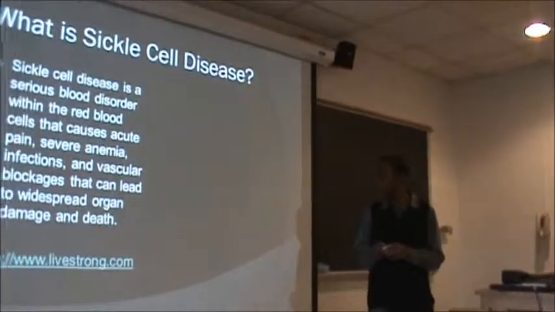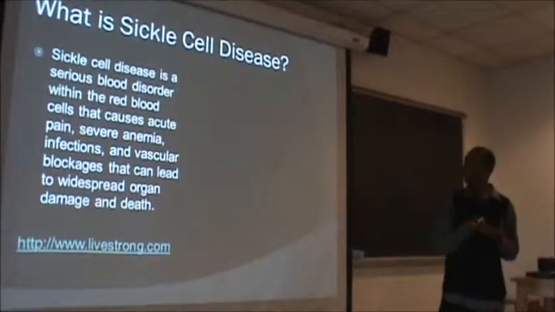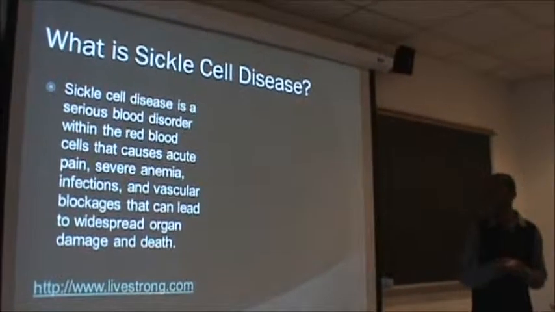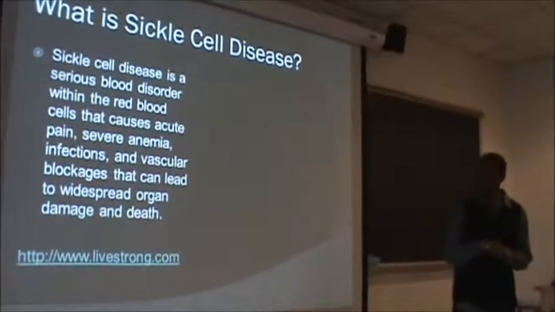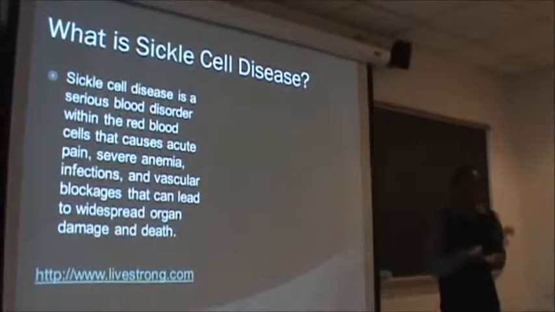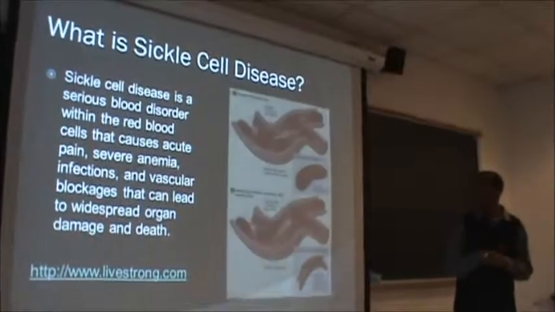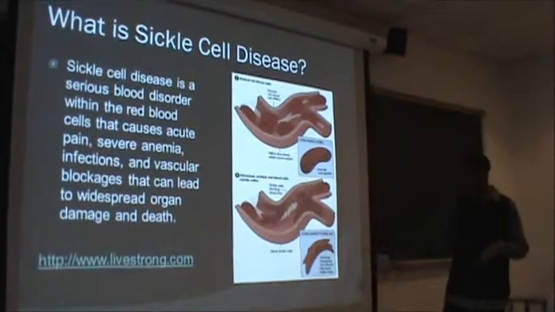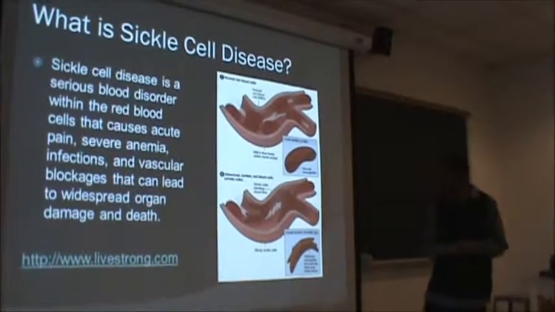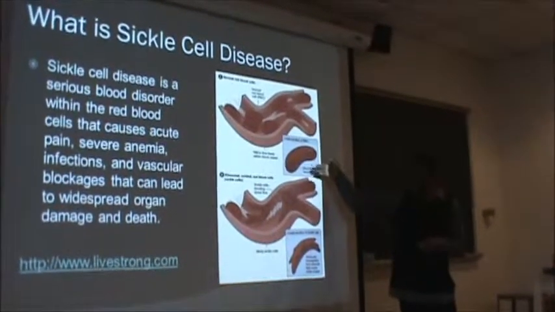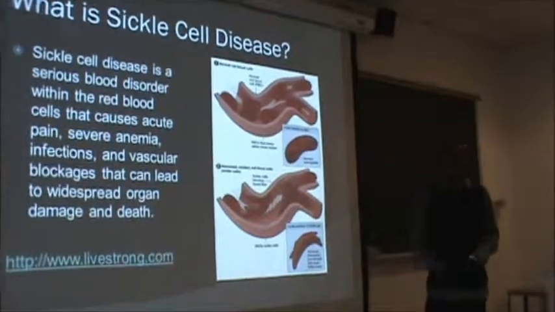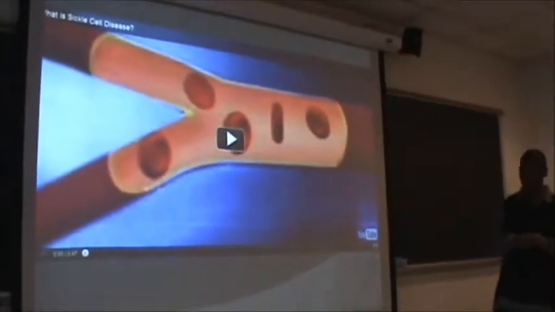Basically, based on RealStrong.com, sickle cell disease is a serious blood disorder within the red blood cells that causes acute pain, severe anemia, infections, and vascular blockages that can lead to widespread organ damage and or death. And here's a picture of how a normal red blood cell looks and a sickle-shaped blood cell. And the normal hemoglobin inside the blood cell, which keeps that shape, and abnormal hemoglobin, which makes the shape sickle. And here's a video that touches on what I just said.